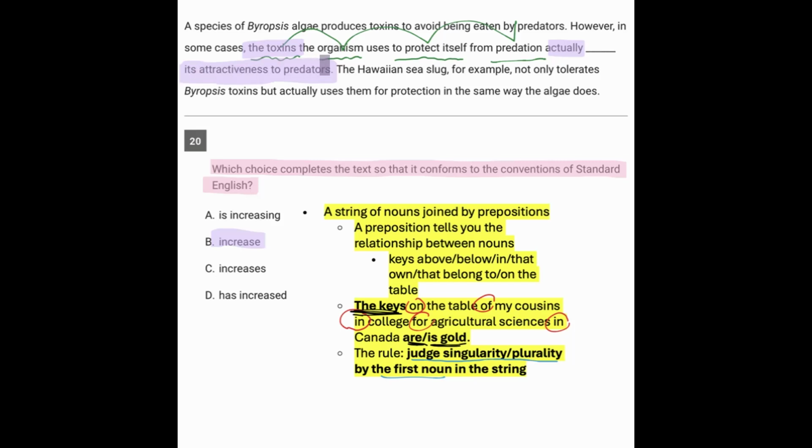So the idea of the string of nouns joined by prepositions is to allow you to ignore a lot of these other words that confuse us in terms of singularity and plurality. So the answer here is B.